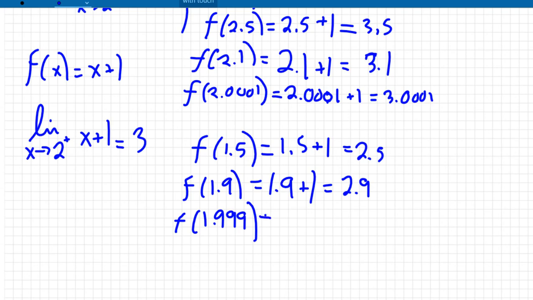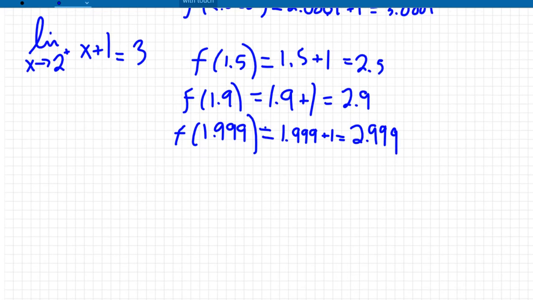1.999. The function of 1.999 is 1.999 plus 1, which equals 2.999. So pretty obvious in this example, but you got to start somewhere. So the limit as x approaches 2 from the left-hand side of x plus 1 equals 3.